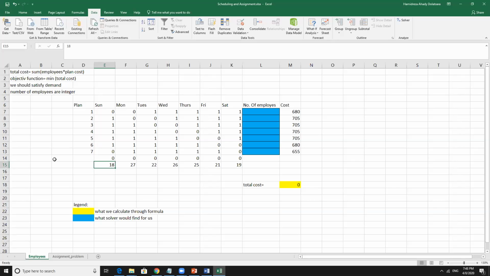So it sounds logically true, but maybe it's not very efficient, because if you hire 5 employees from each plan, you have some extra employees on Sunday. It's not economical, but it's logical. So based on the number of employees that Excel calculates for us from each plan, in this row we can understand how many employees are available on each day, then check if it's more than our demand or not.